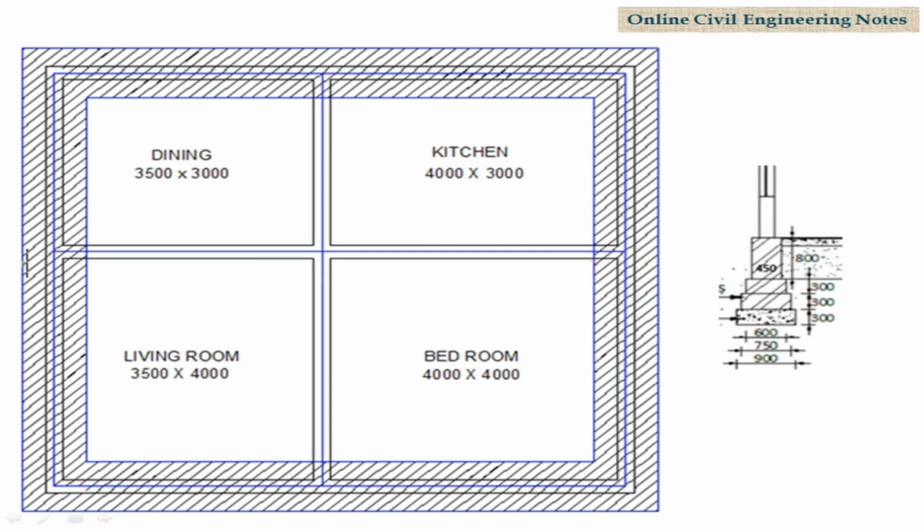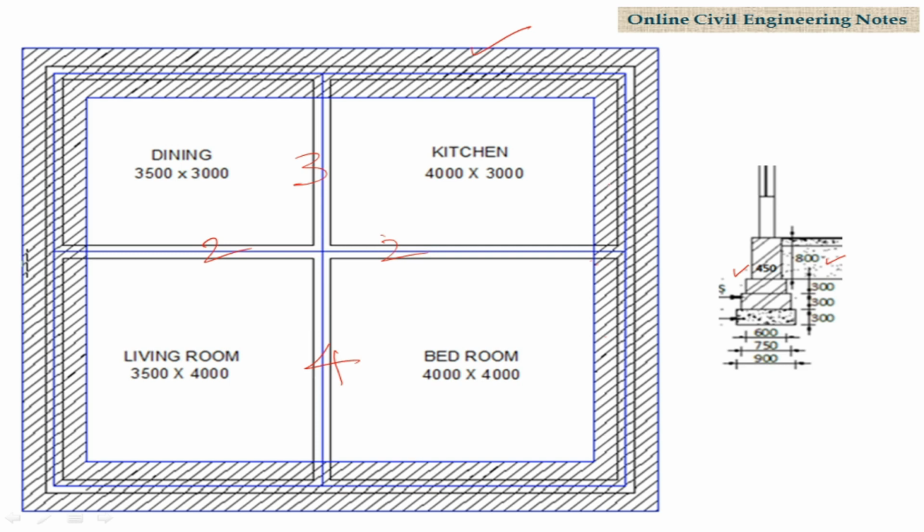The width of basement is 450 mm and the depth is 800 mm. The quantity of brickwork for basement can be calculated for the 4 portions. So first one is all around the building, and second one is this portion, and third one is the portion between dining and kitchen, and fourth one is the portion between living and bedroom.